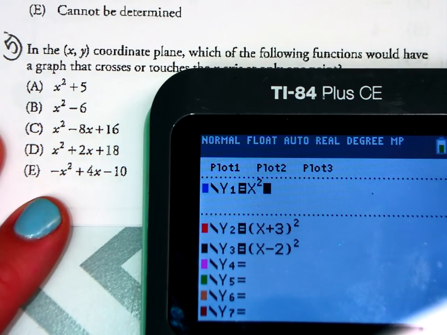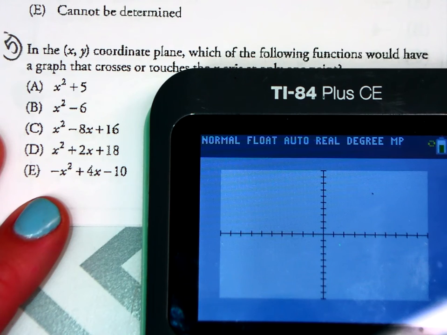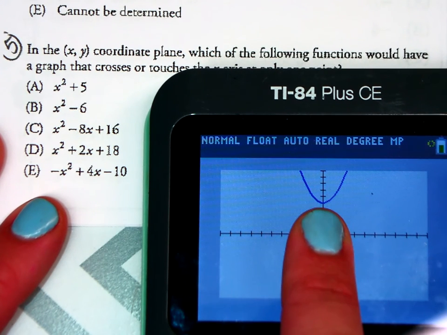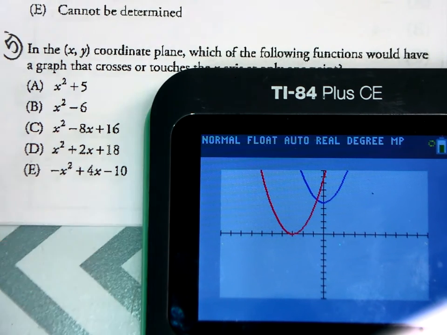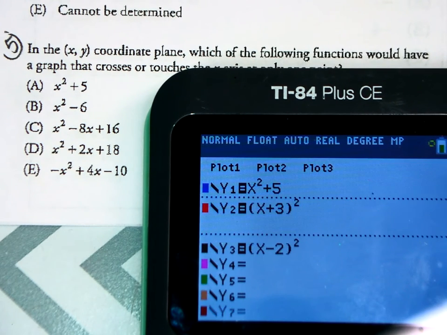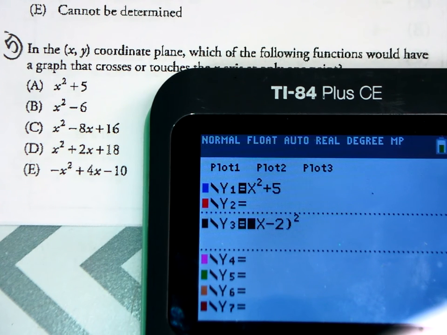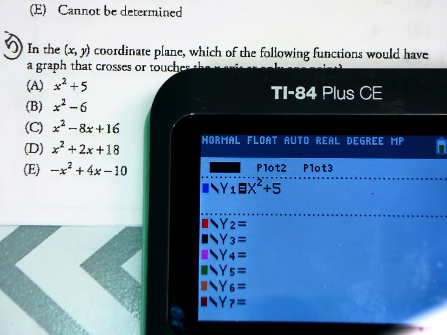Oh, sorry, let me go in here. Okay, well that clearly does not touch the x-axis, so it has to graph the whole cycle. So I'm going to go back in here and delete this one. So x squared plus 5, when we graphed it, did not touch at all, so A is not the right answer. So now I'm going to graph the second one.